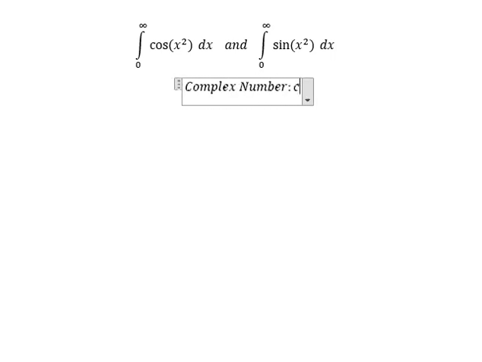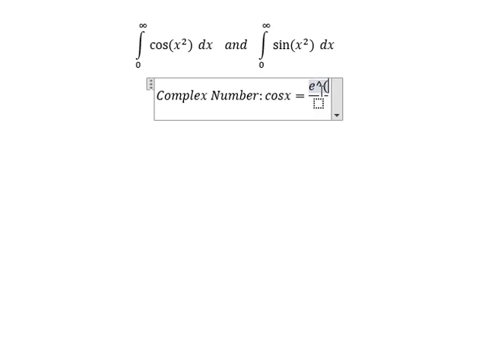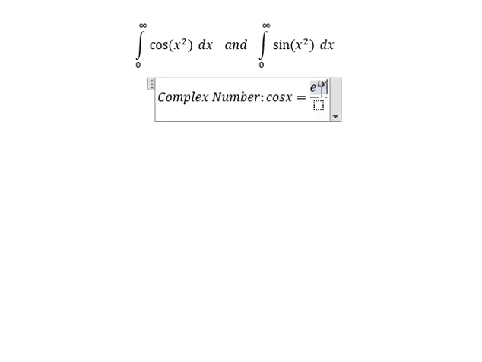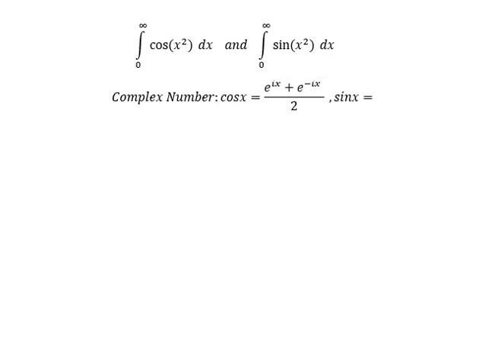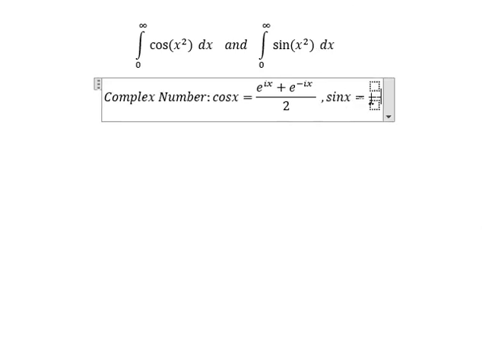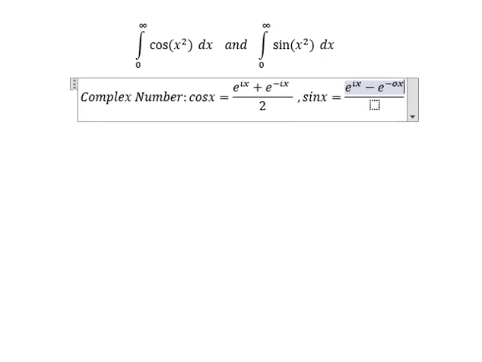So we know that cosine s we can change into e to the power of is plus e to the power of negative is over number 2. And the next one, sine s, we need to transform into e to the power of is minus e to the power of negative is over 2i.